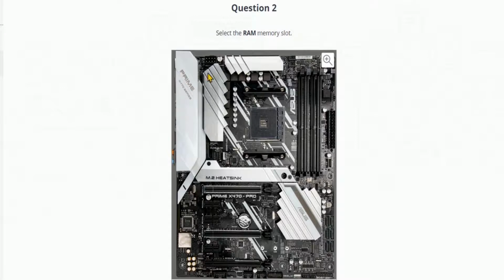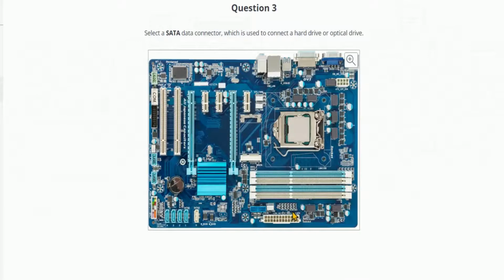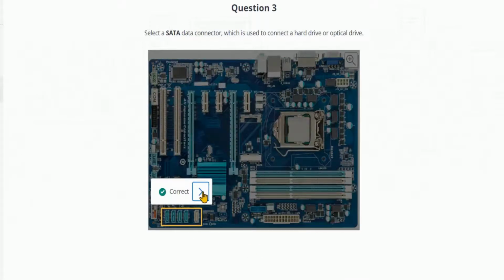Where do we put the RAM, right? So let's say a student clicks on one of these devices here. Well, it says you'll see this question again later. So these questions are going to loop around in a round robin situation. So they would see it again later. So let's see where the SATA connectors are. These are SATA connectors here, and they get a good response.